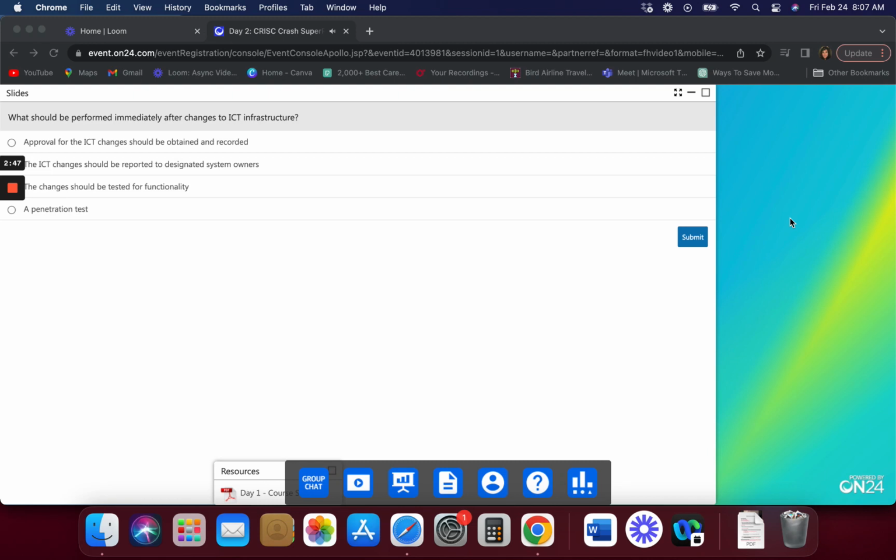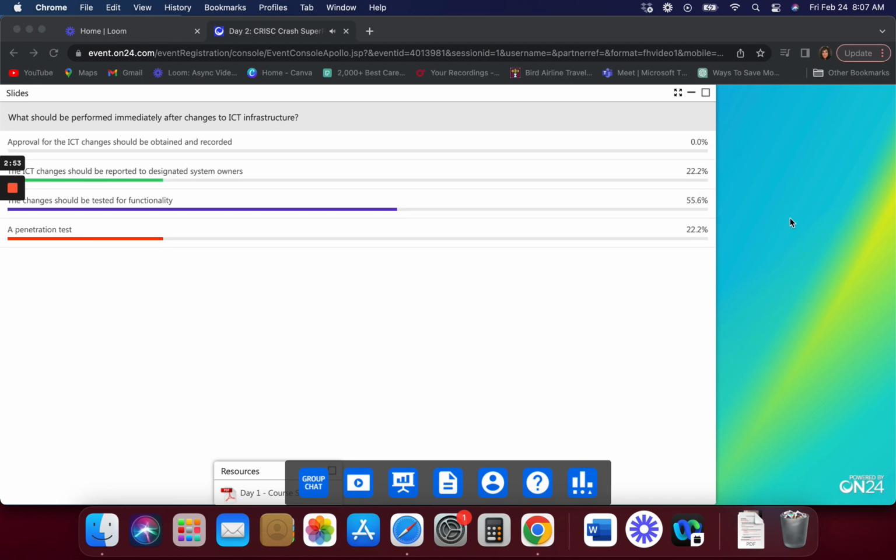Okay, let's go ahead and find out how we did on this one. Changes to the ICT infrastructure. The changes should be tested for functionality is what most people chose. That's because they're thinking about it from an IT manager's perspective. However, this is, again, a risk management exam. They're not talking about changes to the controls themselves. They're talking about changes to the system.